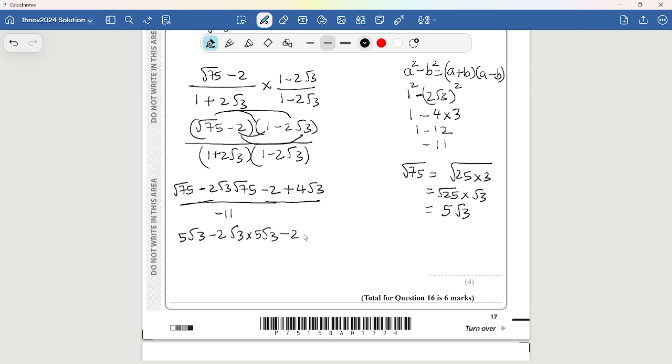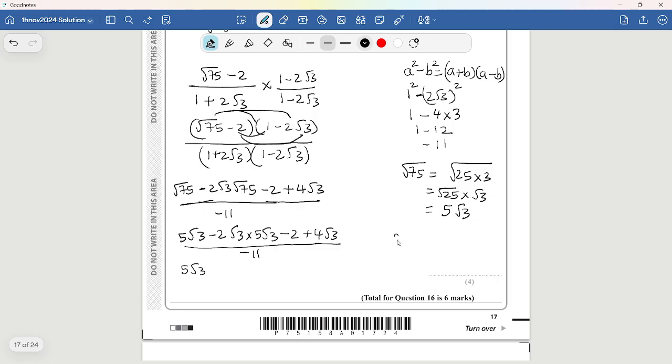There is minus 2 plus 4 root 3, and this entire thing divided by negative 11. Now we see there are a lot of terms which have common things. So let me begin with this term here. The first term is 5 root 3. The second term can be simplified further.